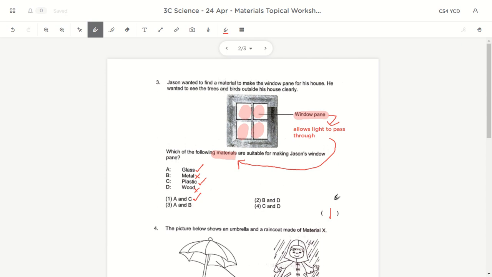A lot of you got this wrong because you thought I'm making the whole thing, including the frame. I'm not making the frame. I'm making the window pane, as stated in the question, window pane. So make sure you read the question properly. And to make a window pane, I want to make sure that my materials allow light to pass through. So it's either glass or plastic. So it's A and C. Answer is 1.